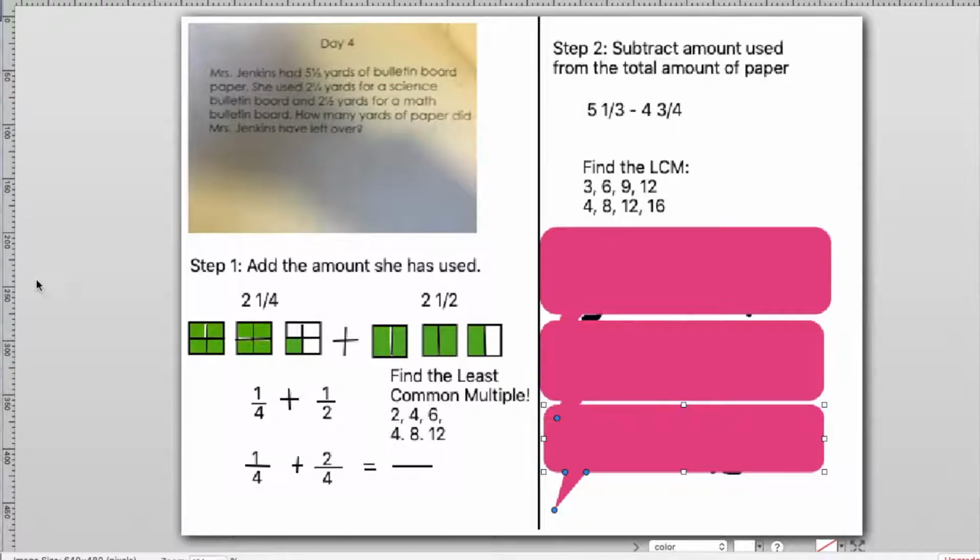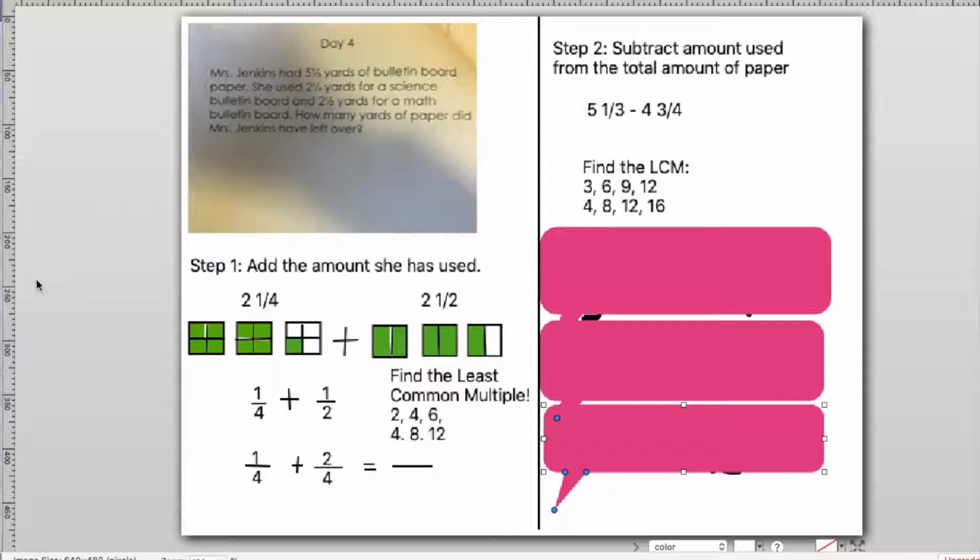Hi, fifth grade. Today we're going to work in our math packet, and we're going to be working in day 4. This problem that we're about to do is adding and subtracting fractions. So it's a little tricky and there are lots of steps. So just go slow, pause when you need to, and follow along. Good luck.